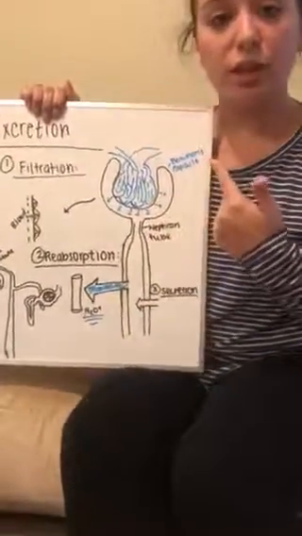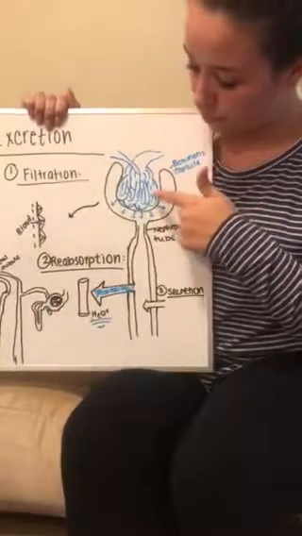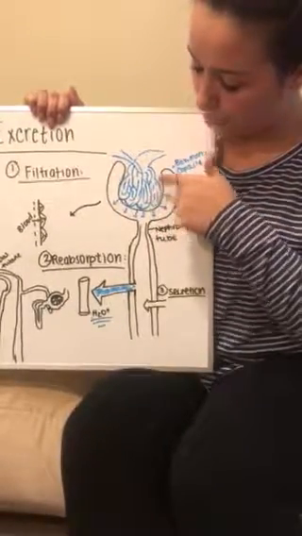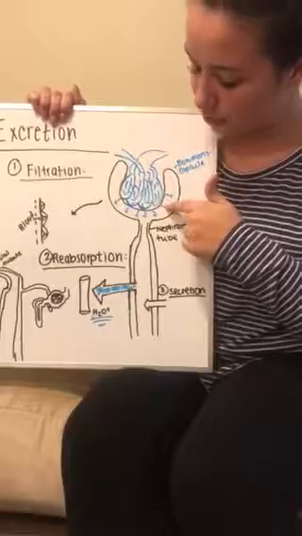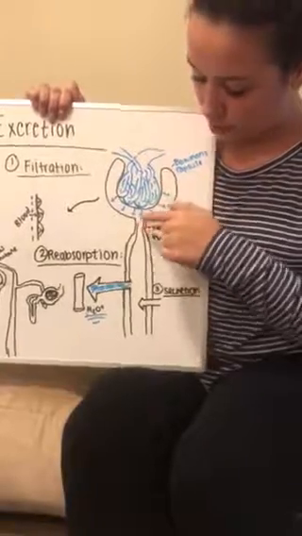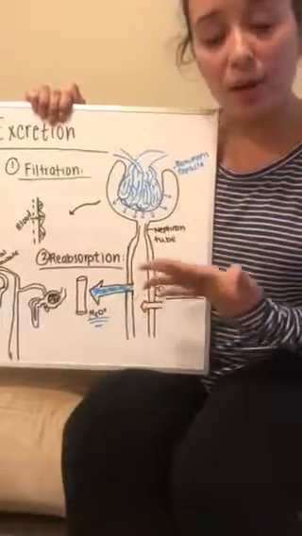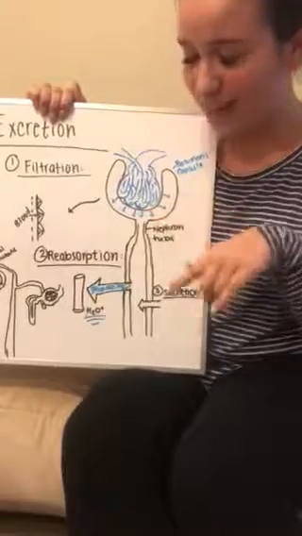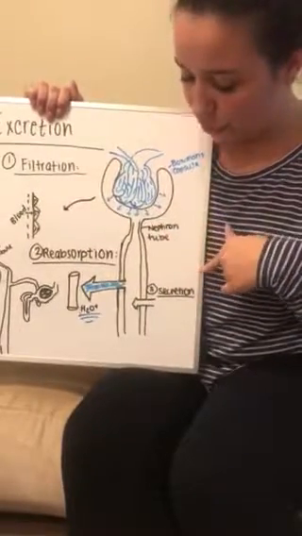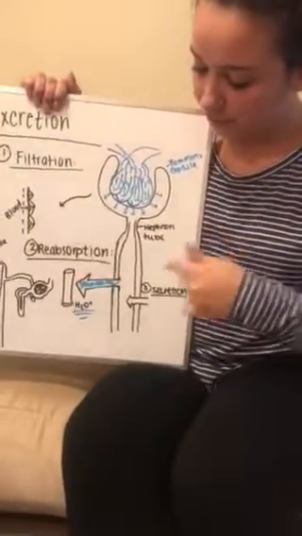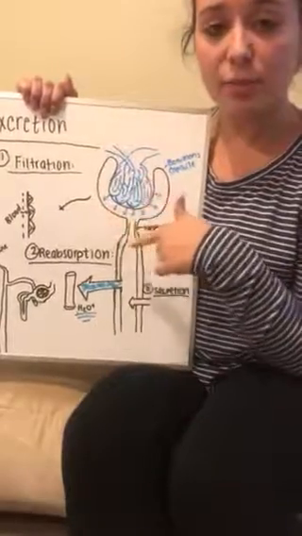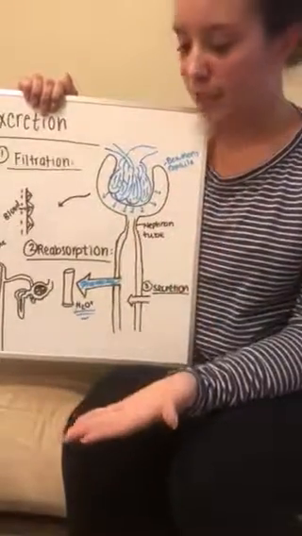Once those substances are filtered through the glomerulus to the Bowman's capsule, we now have the filtered product. So we're going to work our way down through the nephron tube, where we have our second process called reabsorption.